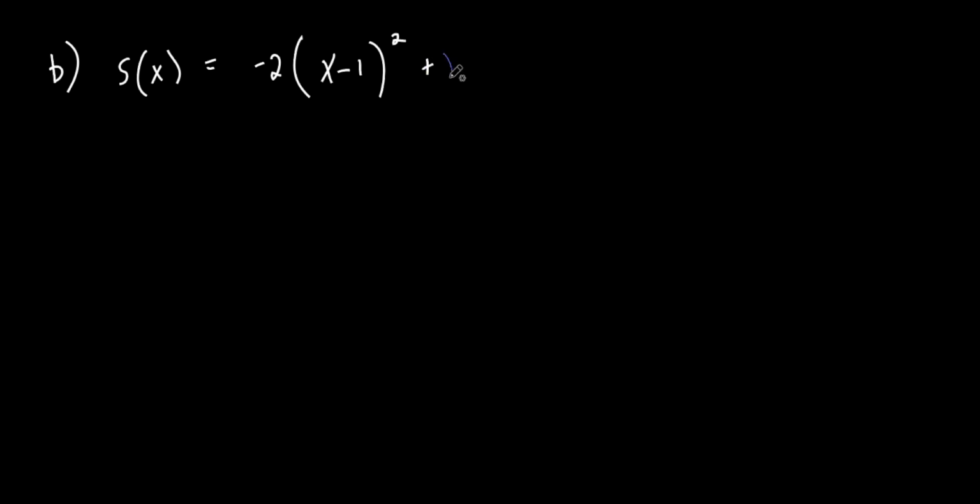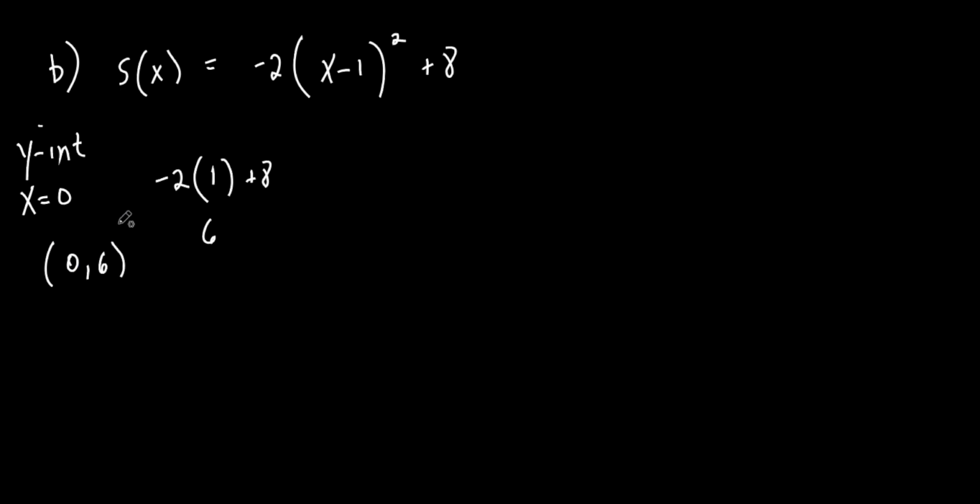Plus 8. All right, we're doing the same exact thing. We're finding the y-intercept, and then we're finding the zeros. So let's find the y-intercept first. To find the y-intercept, we make x equal to 0. So 0, and we'll do it right there, -2(0 minus 1 is -1, but -1 squared is 1) plus 8. -2 plus 8 is 6. What's the y-intercept? It's (0, 6).